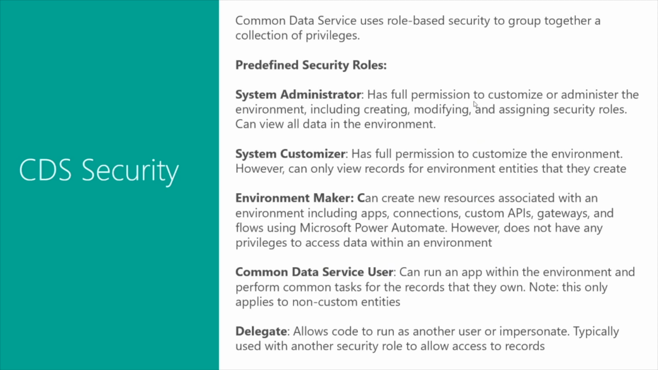So it's like any user, it comes with a standard set of permissions, and you can modify the role. The role that is really important for us to understand is Environment Maker. This role helps whoever is a user having access to this role, or assigned to this role, they can create apps, connections, custom APIs, and everything.